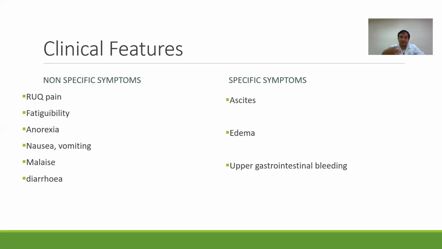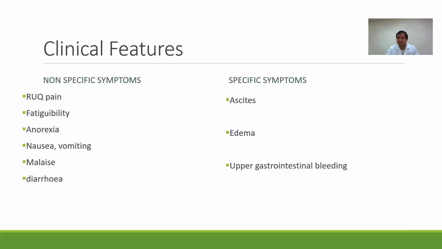Then let us go to the clinical features, how the patient presents in our day-to-day practice if they have chronic liver disease. In the asymptomatic phase, they do not have any features. They may have just fatigue, anorexia, nausea, vomiting, malaise, and like that. In fact, fatigue is one of the most common symptoms of chronic liver disease. But in our practice, most of the patients do not come in that state. They come only if they develop some complications of chronic liver disease.